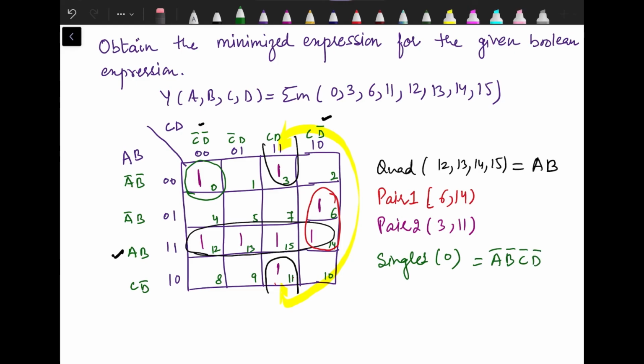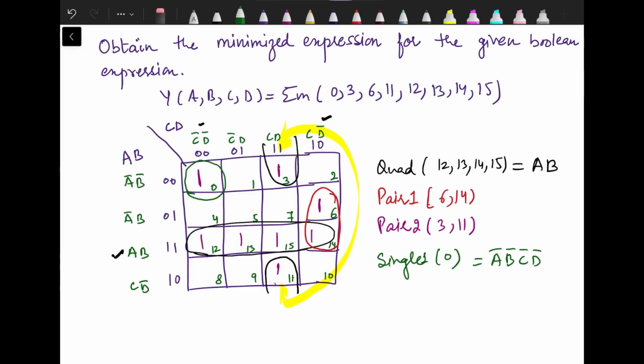Remember, this is what we covered in the video on the introduction of minterms and maxterms. The link to the same is also available in the video. If you haven't watched that, you can look at it to get an idea of how that expression is written.